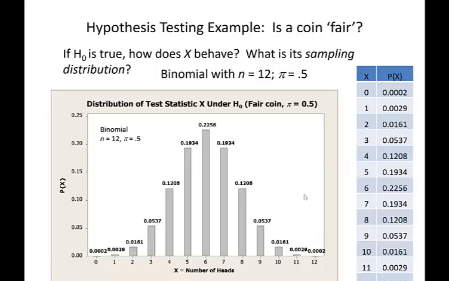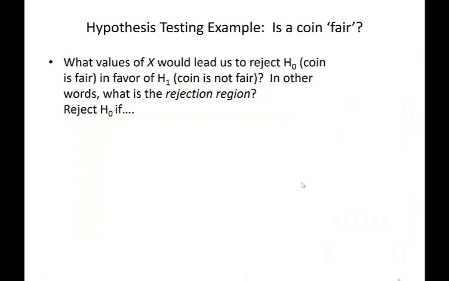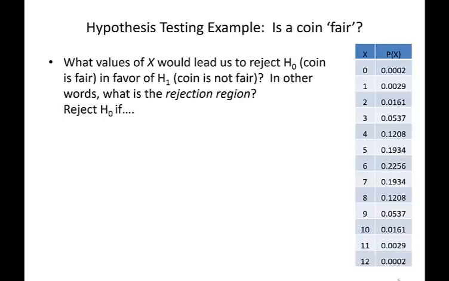And so we need to come up with some sort of decision rule that tells us when we're going to reject the null hypothesis based on the data that we observe, or in other words, the value of x that we observe. And so looking at the table or the graph on the previous slide, we will say we're going to reject the null hypothesis if x is either 0, 1, 2, 10, 11, or 12.